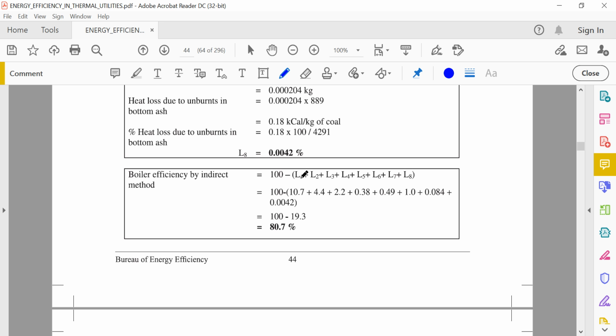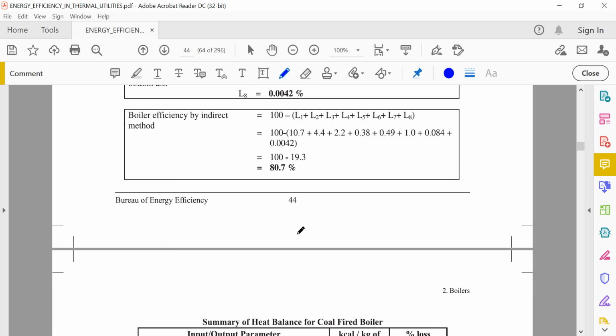Now all these losses from L1 to L8 are accumulated, and this value is subtracted from 100 to achieve the efficiency of the boiler. All these are basically losses. We have subtracted all the losses, calculated in percentage, from 100, and here we are getting that the efficiency is 80.7%.